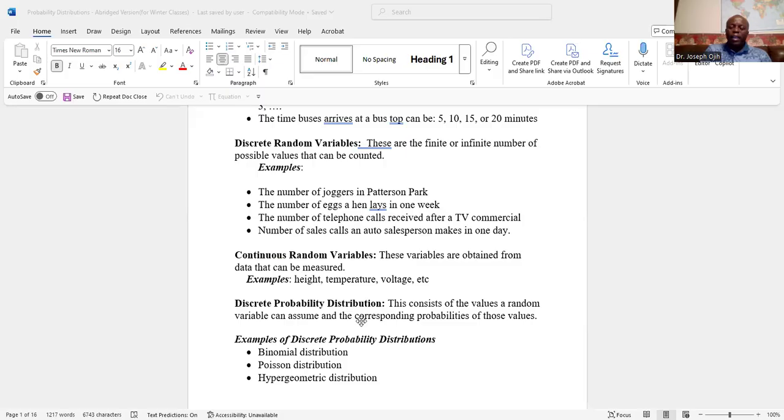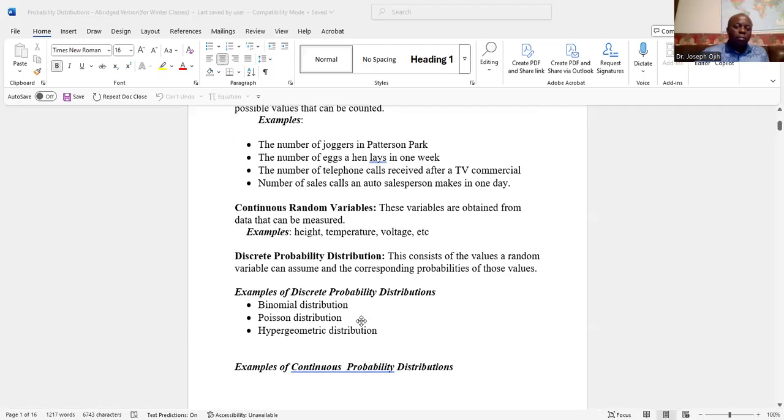So things like height, temperature, voltage, you can measure them. So they are not countable. They can be measured. We call them continuous random variables. Now, our focus today and on Thursday that's coming will be on discrete random variables. We call it discrete probability distribution.